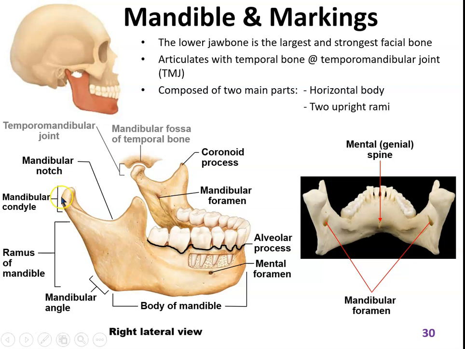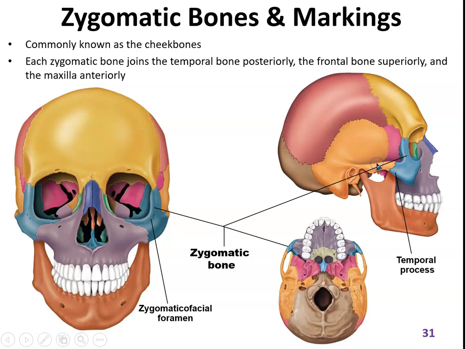So it has a condyle that's going to form part of a joint. It has coronoid processes where some muscles are going to attach. It has mental foramina, one on each side, which are going to permit some nerves to come out and innervate the skin of the jaw. Stuff like that. Your zygomatic bones are your cheekbones, and again they have a process that reaches back to the temporal bone.